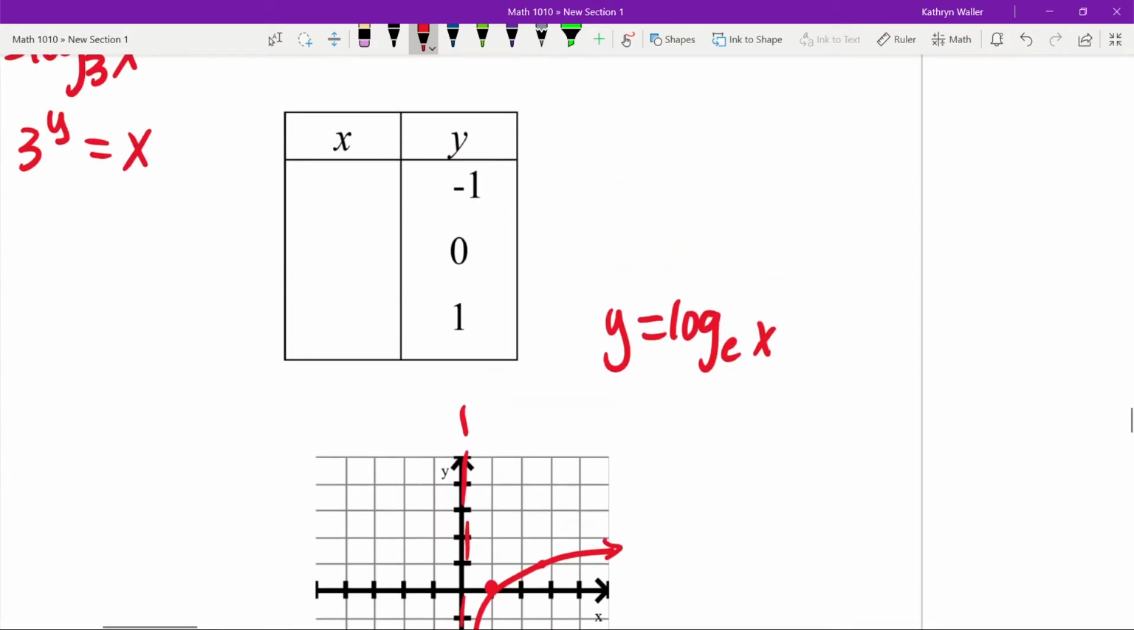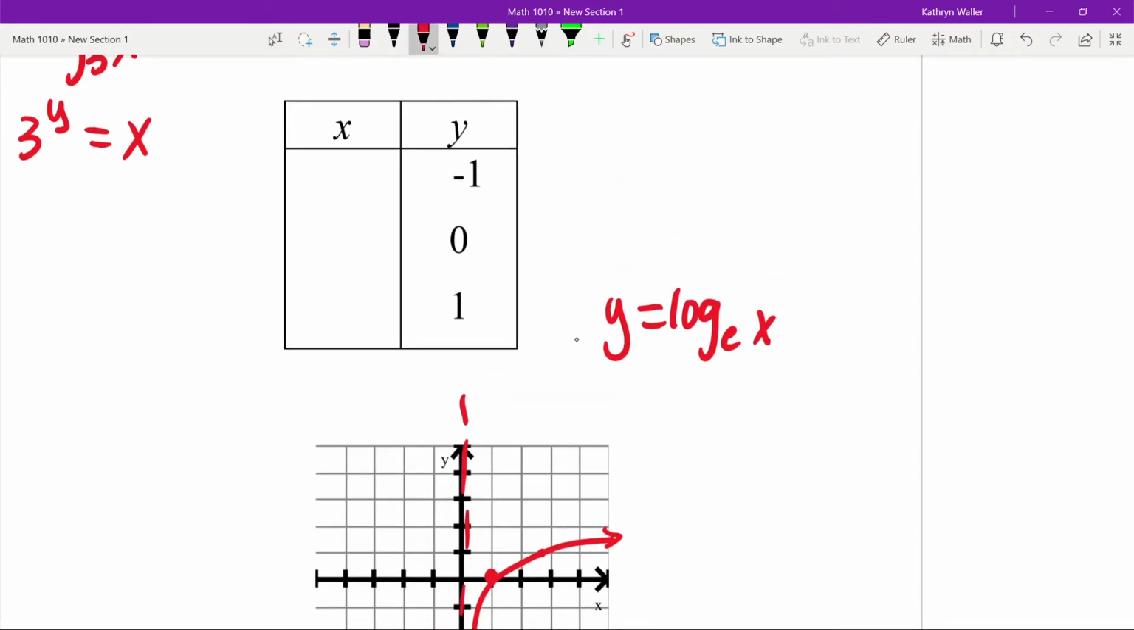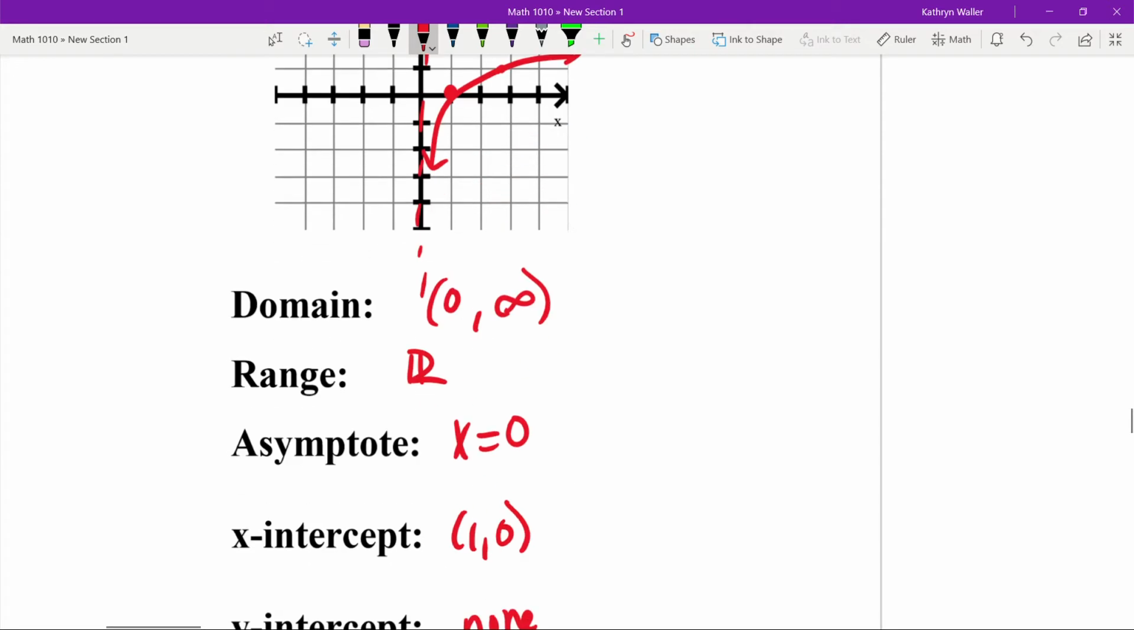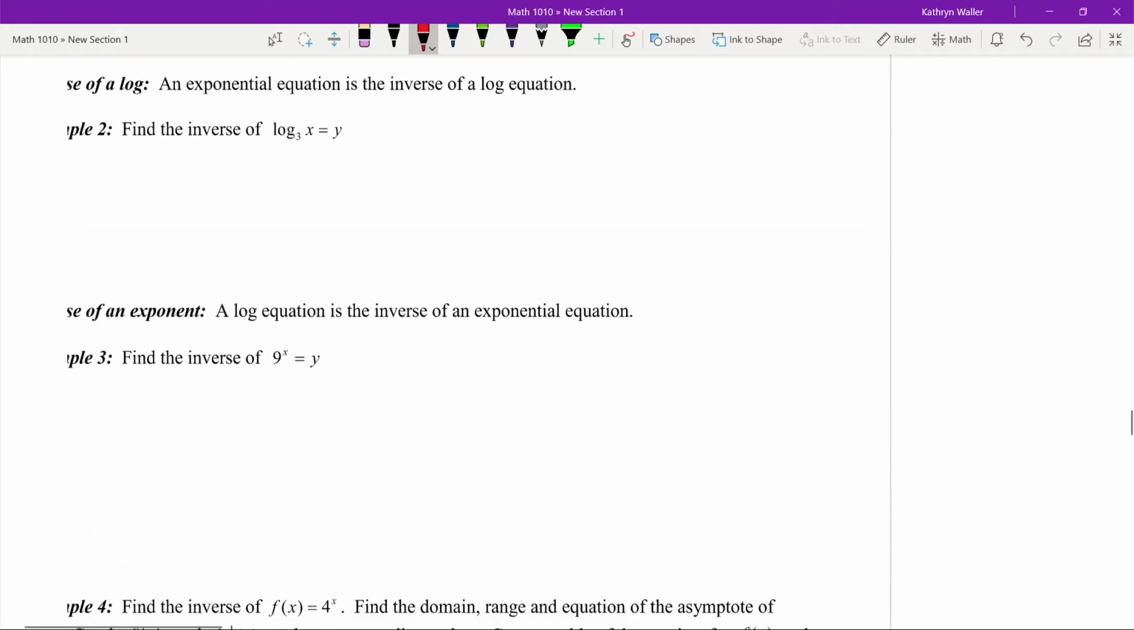Okay, let's fill in the table. Let's convert it, you guys. Everybody write e to the y is equal to x. If y is 0, e to the 0 is 1. If y is 1, e to the first is e. You guys, what is e to the negative first power? 1 over e. Just bring it down to the bottom, and now it's a positive exponent, and that's good enough for me. Okay? All right.